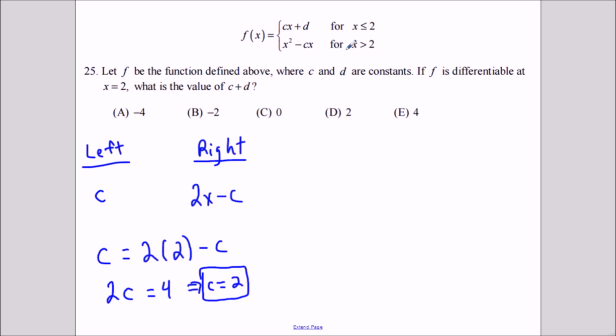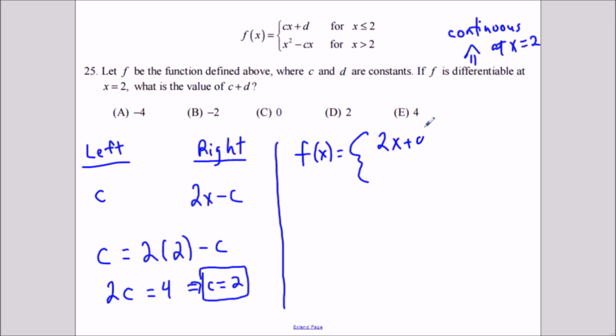So the next thing we should do here, since f is differentiable at 2, this also means that f is continuous at x equals 2. And if it's continuous at x equals 2, well, that means that the limit exists at 2, and the left limit is equal to the right limit at 2. So what we could do now is we're going to plug in for what we just found for c. So f of x is now 2x plus d for x less than or equal to 2. And we have x squared minus 2x for x greater than 2.